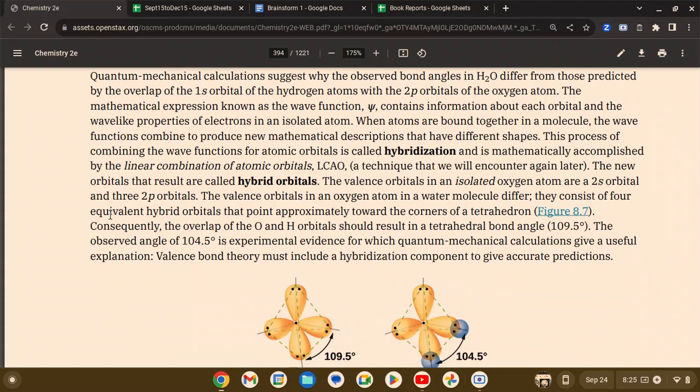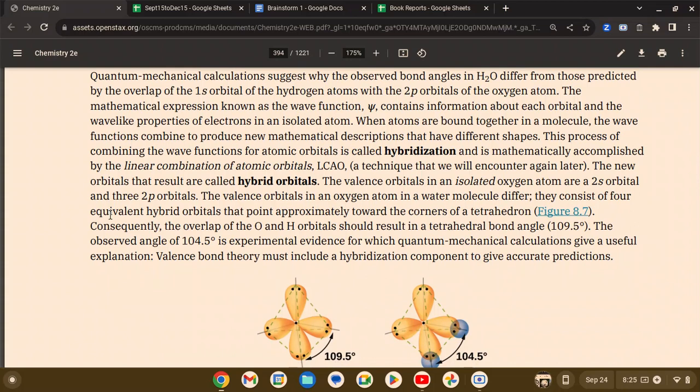Quantum mechanical calculations suggest why the observed bond angles in H2O differ from those predicted by the overlap of the 1s orbital of the hydrogen atoms with the 2p orbital of the oxygen atom. The mathematical expression, known as the wave function psi, contains information about each orbital and the wave-like properties of electrons in an isolated atom. When atoms are bound together in a molecule, the wave functions combine to produce new mathematical descriptions that have different shapes.